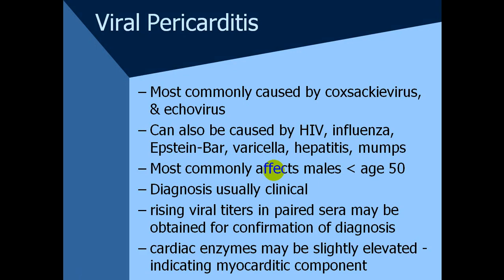Viral pericarditis is most commonly caused by Coxsackie virus, as we said, and echovirus. It can also be caused by HIV, influenza viruses, and other viruses. It most commonly affects males under age 50. Diagnosis is usually clinical. A rising viral titer in paired serum samples may be obtained to confirm the diagnosis. Cardiac enzymes may be slightly elevated, indicating a myocardial component or involvement, and sometimes this helps differentiate it from acute myocardial infarction.